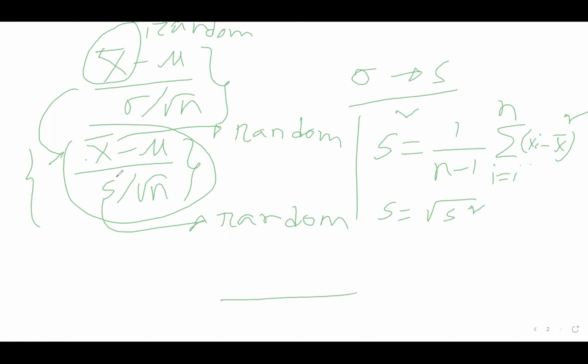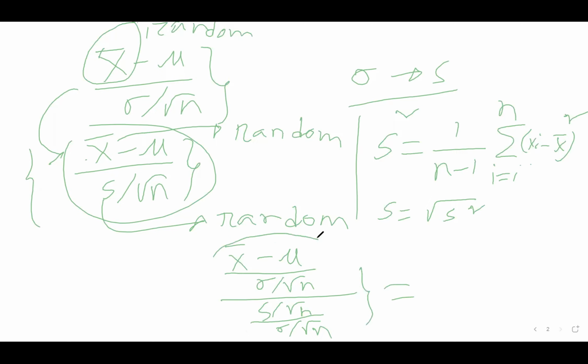Okay, so we can rewrite this one as X bar minus mu over sigma over square root of n. So in the numerator, we didn't have sigma over square root of n, so we just incorporated this one in the numerator. Similarly, we will divide the denominator by sigma over square root of n. Okay, so now what will happen? We can cancel out sigma, right?